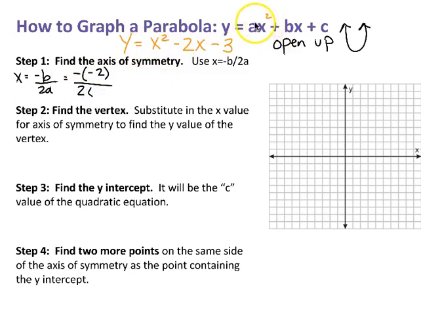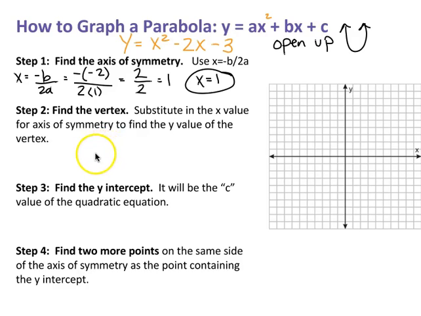Remember, the a is the coefficient of the x squared term. It's a 1. We don't have a number here, but we don't need to put a 1 in there. It is a 1. All right, so then we do the math. A negative times a negative, we really have a positive 2 on our numerator. And then 2 times 1, we've got a 2 on our denominator. So 2 divided by 2 is 1. So the axis of symmetry is going to be that vertical line at x equals 1.